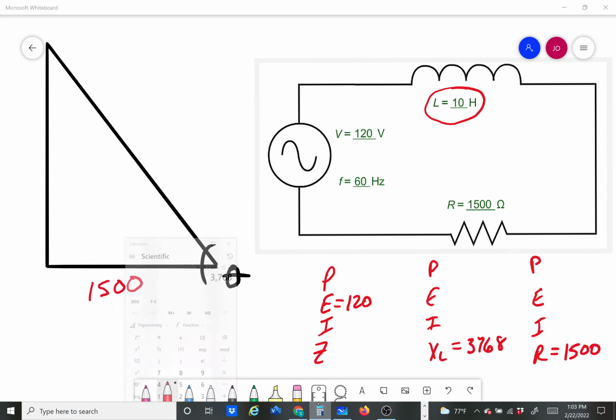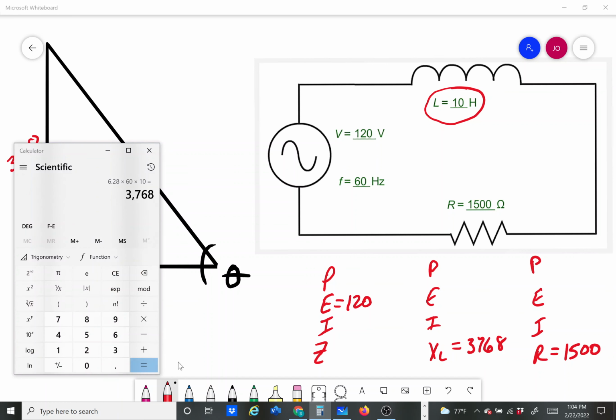So now that I have that value, 3768 over here, I can now solve for my impedance, right? I can do a squared plus b squared, and that'll give me my impedance value. So I'm going to take that value that's still in my calculator, squared, plus 1500. And again, you guys can do it a better way than I can because I'm using this calculator here on the computer. All right, so I get that value.